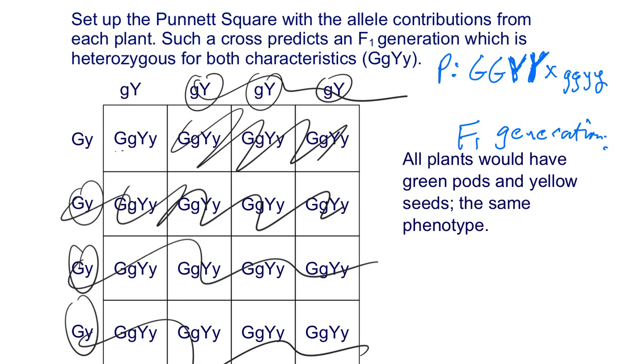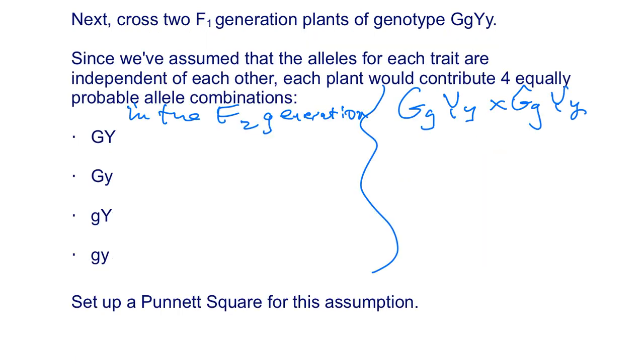Okay, you can see here that all this stuff I crossed out is repetitious. And this right here is what we did, right? So all the plants would have green pods and yellow seeds, the same phenotype. Now, what if we cross those? What if we cross these guys? It gets a little more complicated.